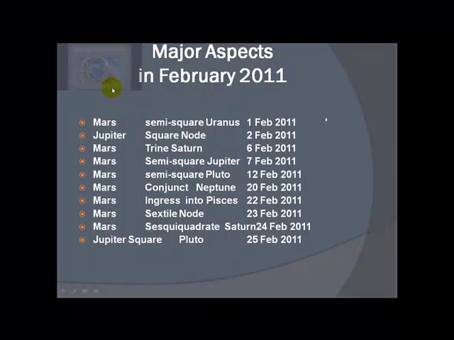So let's have a look at the major aspects in February this year. There's a list of them. They're all coming up. It looks like towards the end of February here, we have the Mars sesquiquadrate Saturn and the Jupiter square Pluto. That seems to be an important time in terms of changes in trend, and also when Mars ingresses into Pisces. The ingress of planets, especially Mars, has a definite effect on cycle trends.